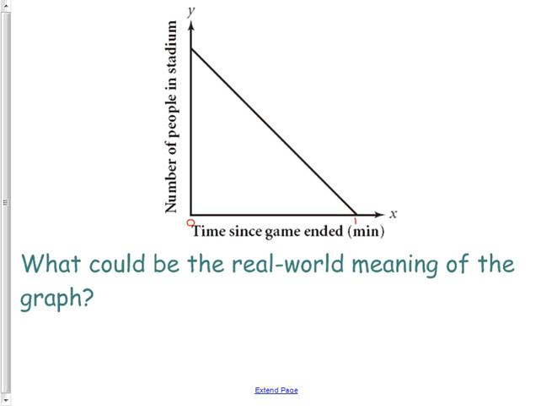Does that make sense? All right, I want you to sketch off to the side, make a different graph. What do you think it's more like in real life? Still needs to start high and end low, but make me a little sketch of what you think happens more if you're talking about how many people are still in the stadium after the game.